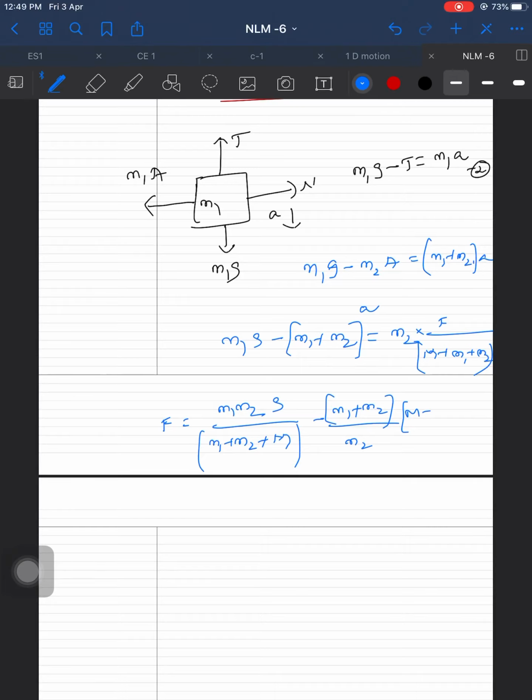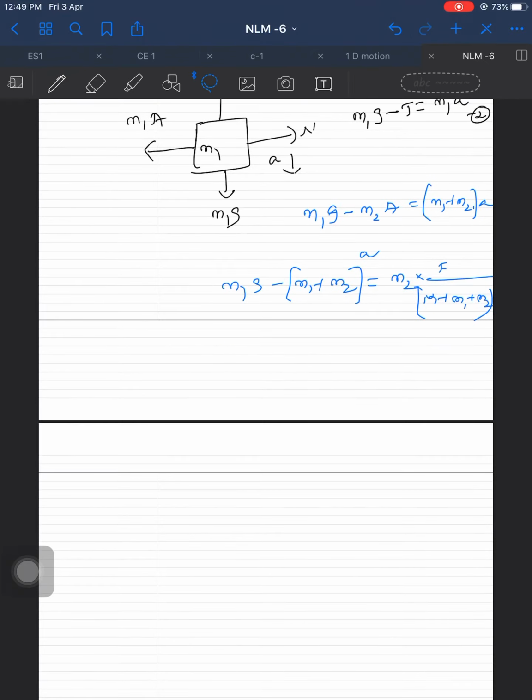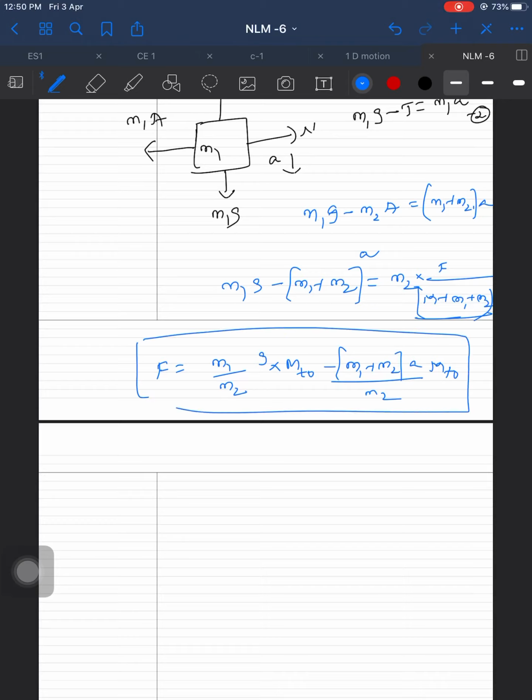There will be small a, capital M plus m1 plus, oh, I made a mistake, wait. I am taking this as m total, the total mass, to write it as simply as possible. m1 by m2 into g multiplied with m total minus (m1 plus m2) into a over m2 into m total. This much force is required to move the capital M.